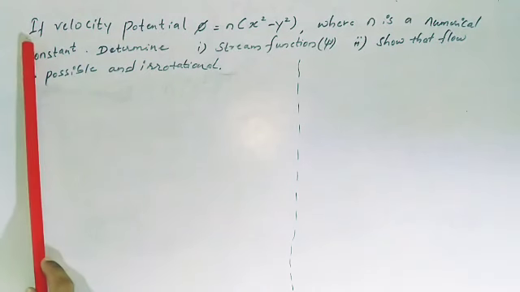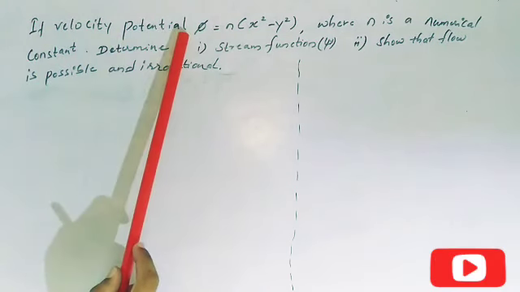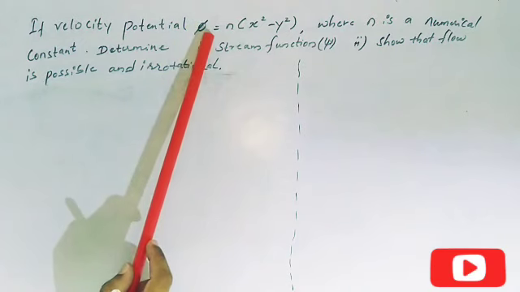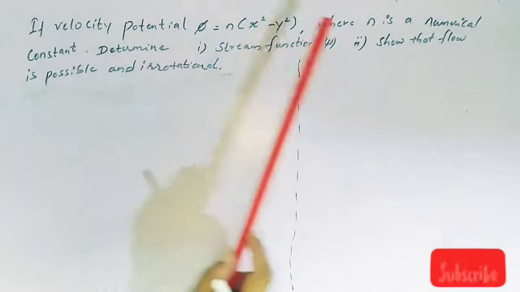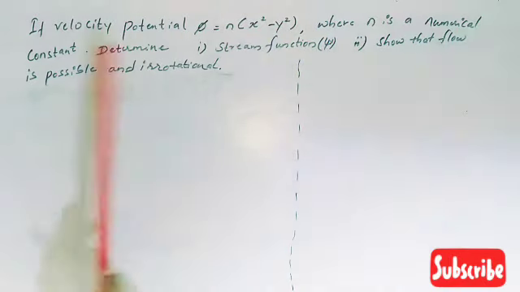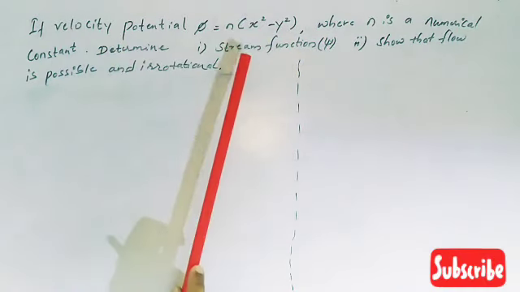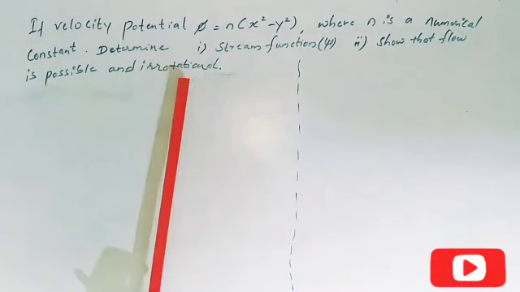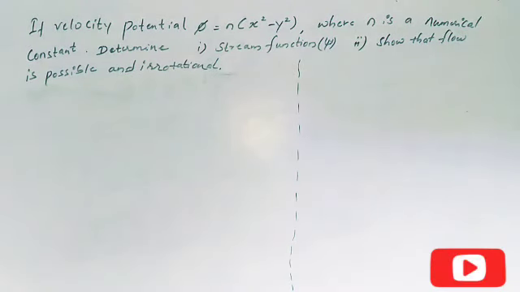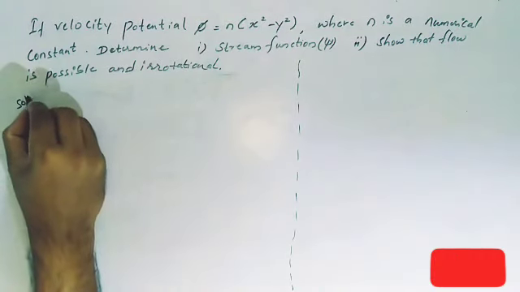So let us see this one. If the velocity potential function φ equals n times (x² minus y²), where n is a numerical constant, determine the stream function and show that the flow is possible and irrotational. Now this is a question asked for 8 to 10 marks in the university examination. Let us start the solution for this given numerical.